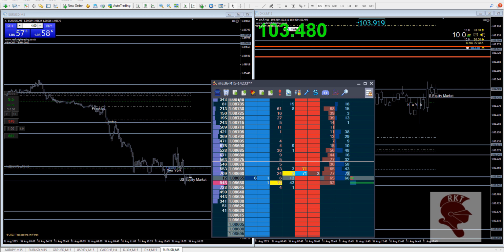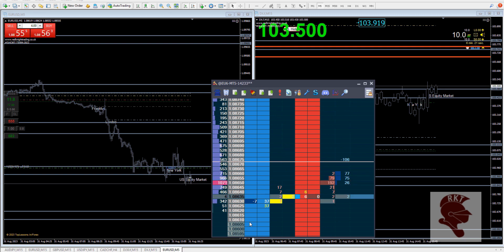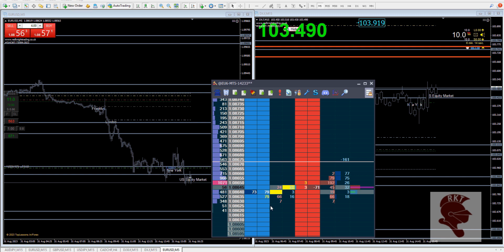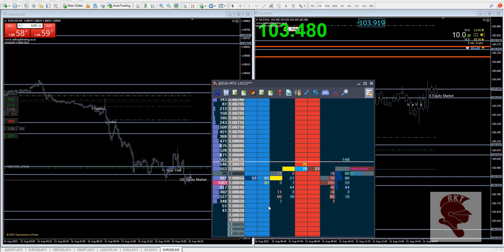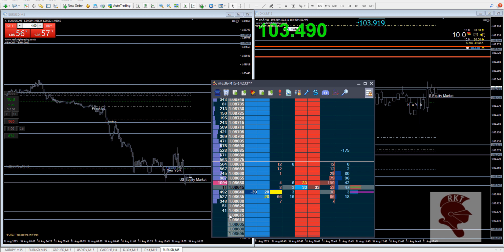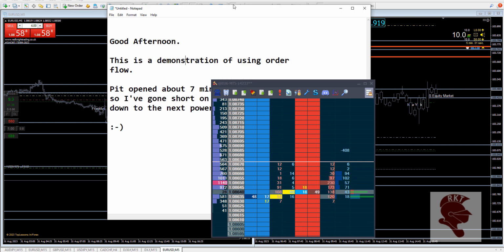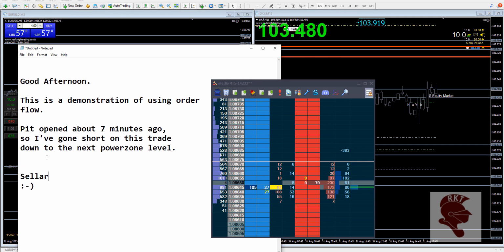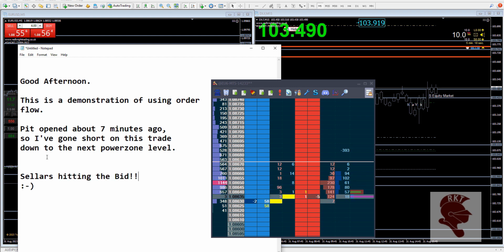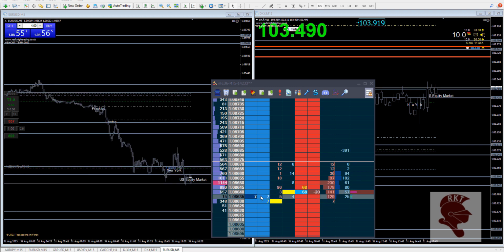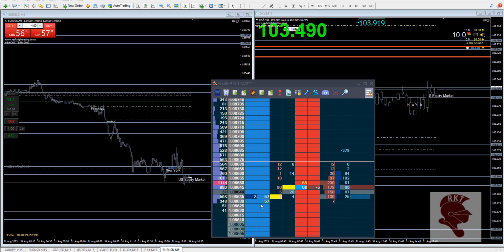I purchased and started using this Jigsaw platform back in 2010, I believe, somewhere thereabouts. Just let me move this out of the way so we can see what's going on. And it wasn't a straightforward process. There was a certain amount of time involved in understanding the DOM. It didn't come easily. It was something new, and I'd never seen it before.